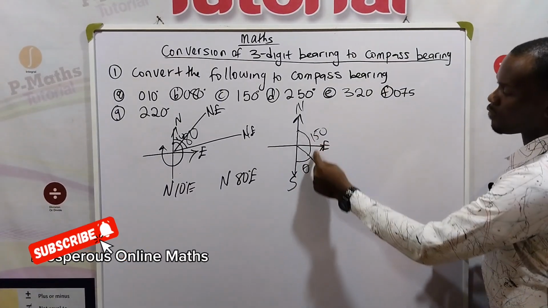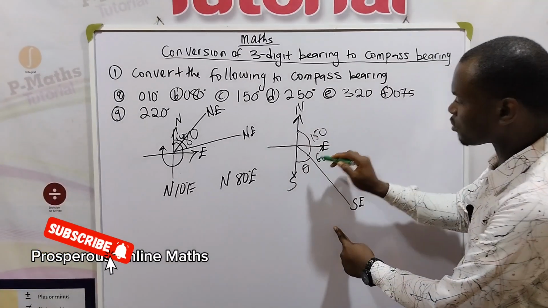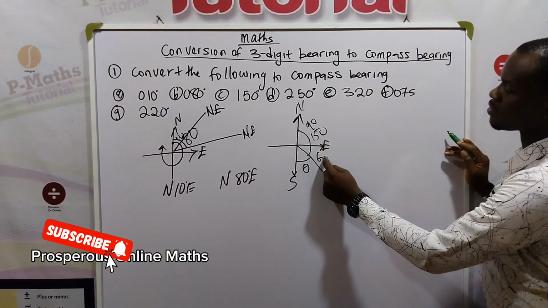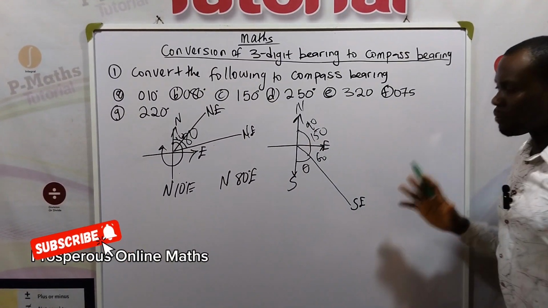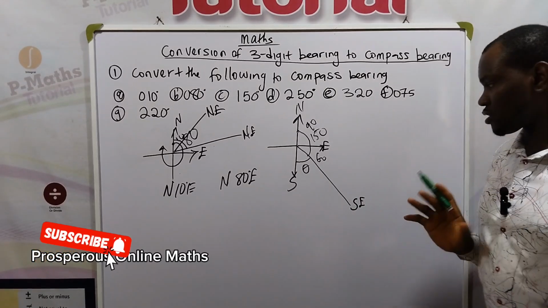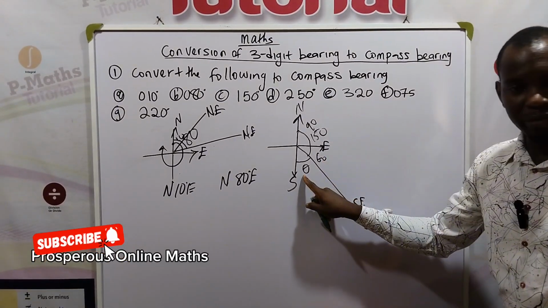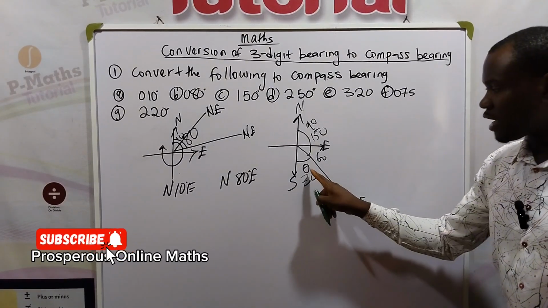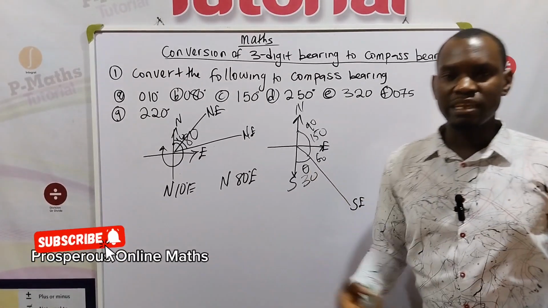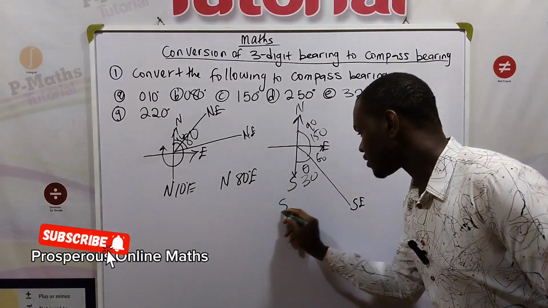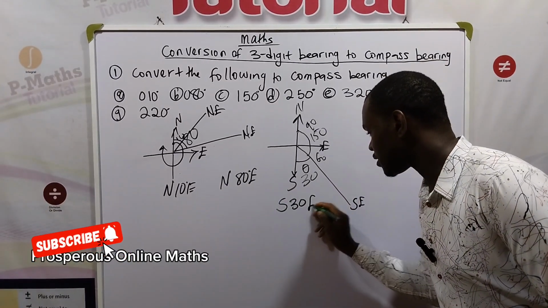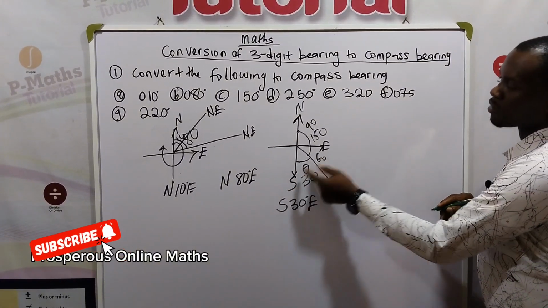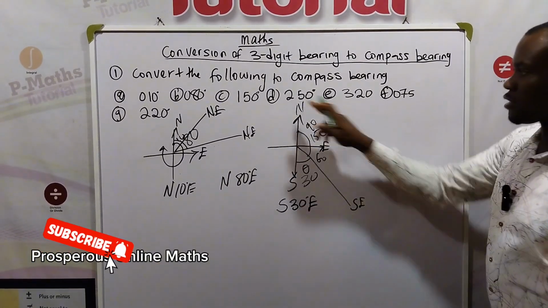Now since here is 150, that means here should be 60 because the first quadrant is 90. When I add 90 and 60, we obtain 150. Remember that each quadrant is measured at 90 degrees. So since here is 60, what angle should be here to complete it to 90 degrees? That is what? 30 degrees. So the angle here is 30 degrees. Now to write it as a compass bearing, I would write it as south 30 east. South 30 degrees east because it is in between the south and the east. Okay, let's solve the next question.